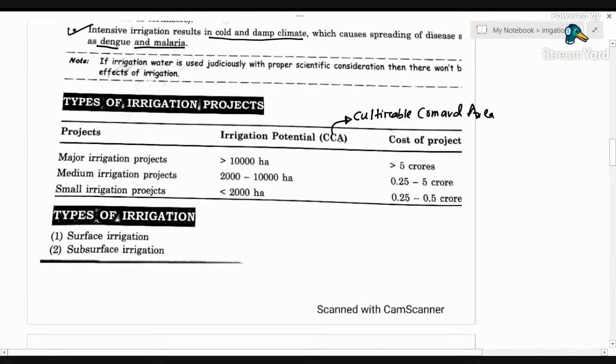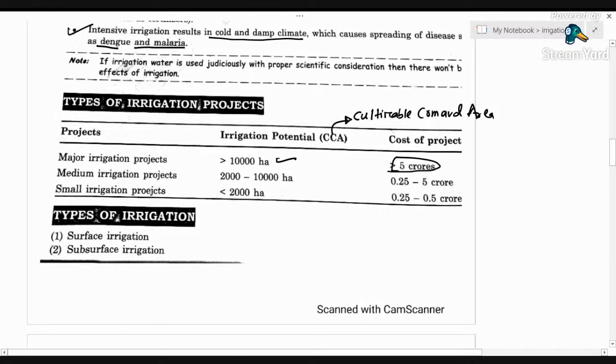Irrigation projects are divided into three types: major irrigation project, medium irrigation project, and minor, that is small, irrigation project. A major irrigation project means the cultivable command area is more than 10,000 hectares, and the cost of the project is more than 5 crore.